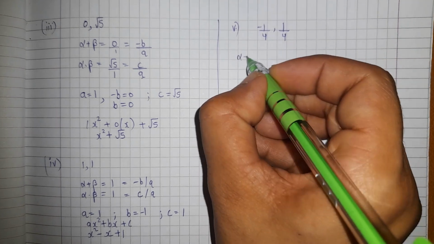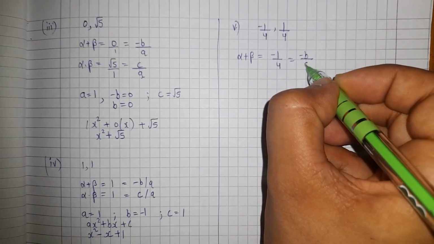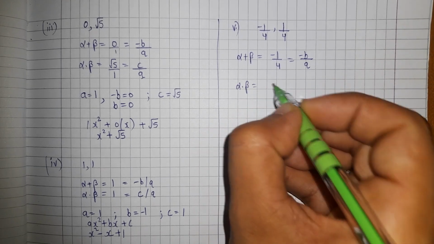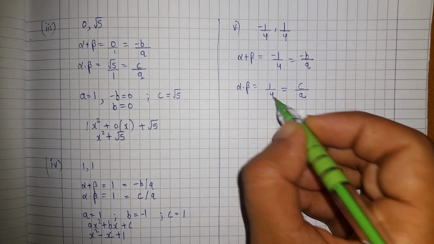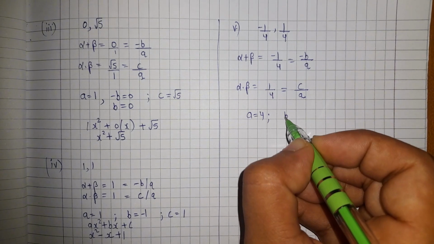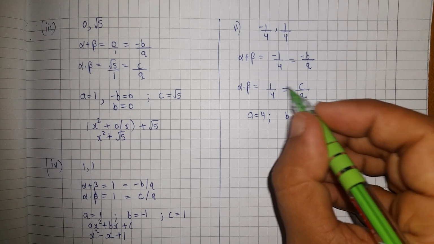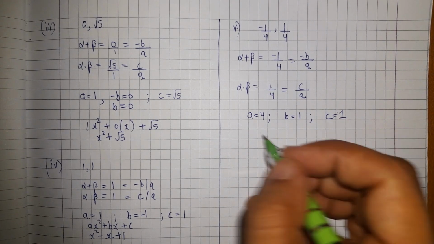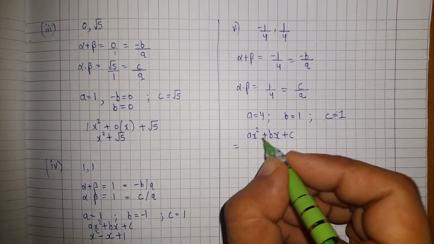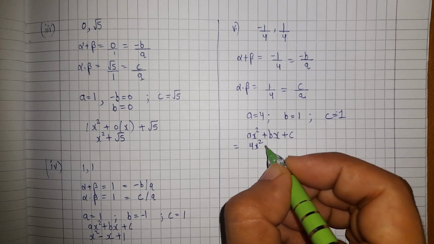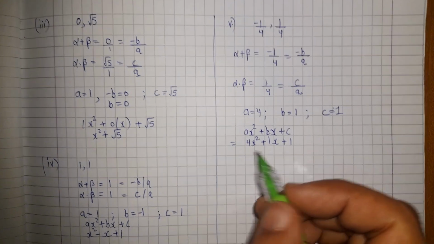Fifth part, sum of the zeros is equal to minus 1 by 4 is equal to minus b upon a and product of the zeros is equal to 1 by 4 is equal to c upon a. Here a is equal to 4, minus b is equal to minus 1, which implies that b is equal to 1, c is equal to 1. So the equation ax square plus bx plus c implies 4x square plus 1x plus 1. This is our required quadratic polynomial.